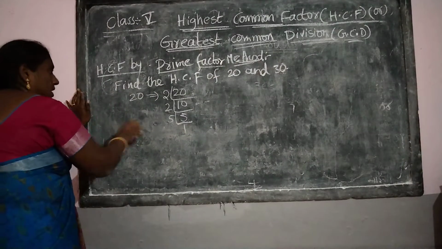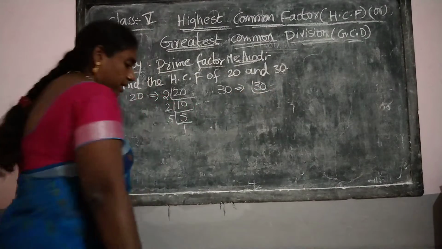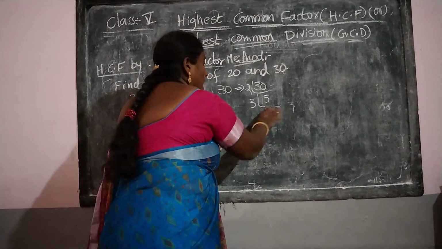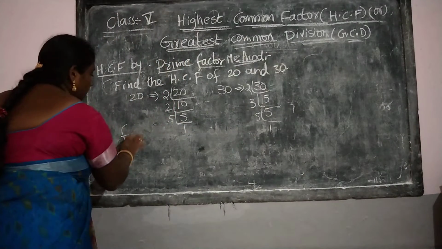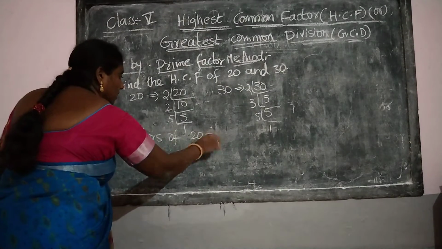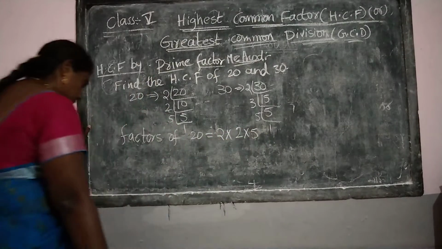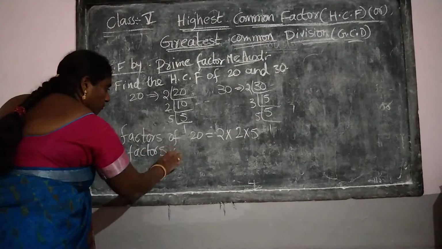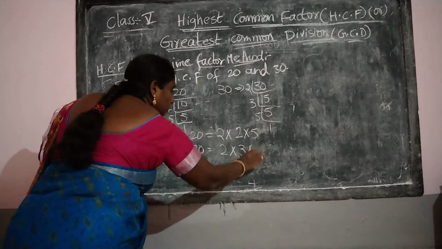Next, coming to 30. Find the prime factors of 30, same like this: 2, 15; 3, 5; 5, 1. So the prime factors of 20 are 2 into 2 into 5. Next, what are the factors of 30? 2 into 3 into 5.